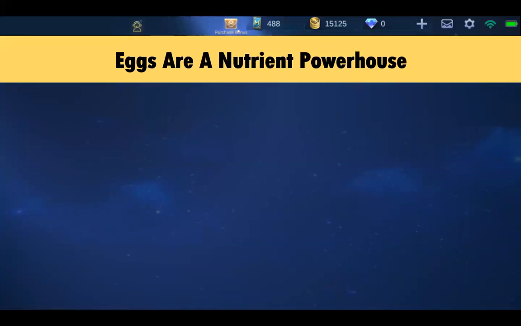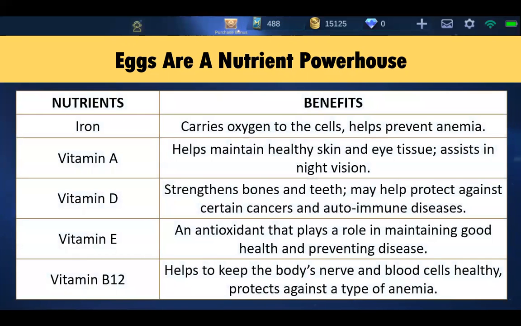Aside from protein, eggs are also packed with a ton of nutrients that provide important health benefits. Most of the nutrients in eggs are found in the yolk, so be sure to eat the whole egg. Nutrients found in eggs include iron, which carries oxygen to the cells and helps prevent anemia; vitamin A, which helps maintain healthy skin and eye tissue and assists in night vision; and vitamin D, which strengthens bones and teeth and may help protect against certain cancers and autoimmune diseases.